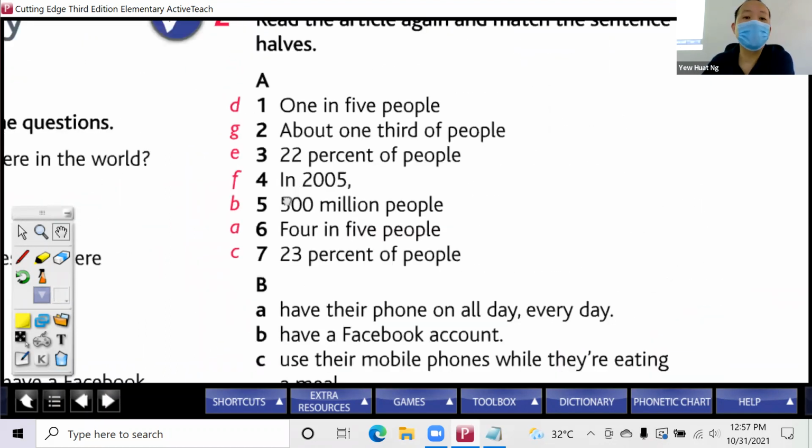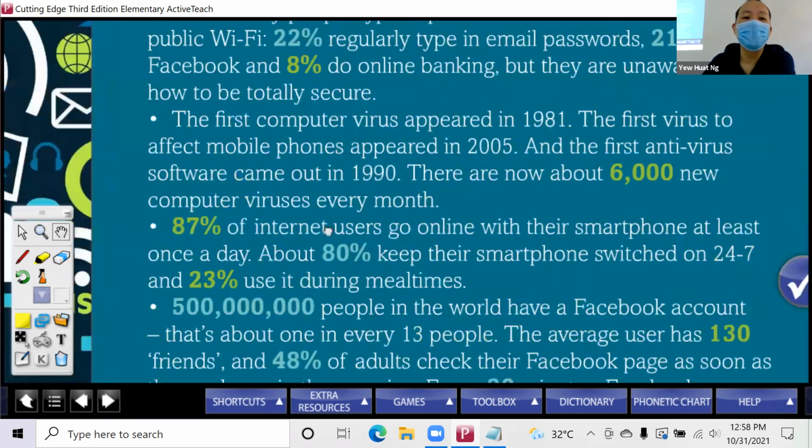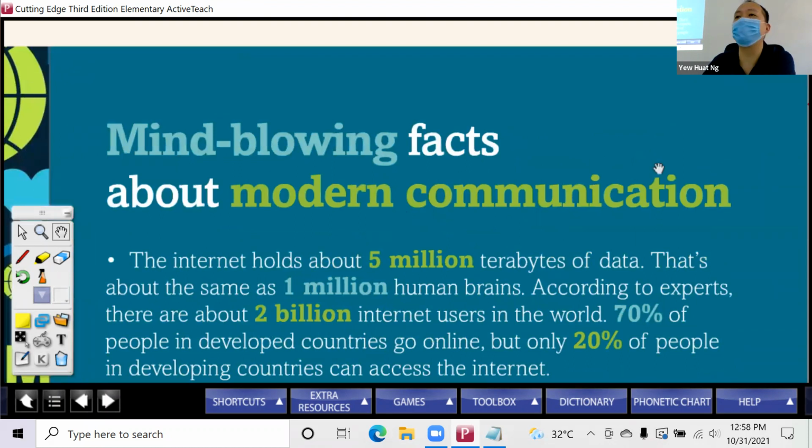Okay, let's do a bit of reading. Let's start with this: mind-blowing facts about modern communication. What is the meaning of mind-blowing? Incredible. I think your WeChat has a mind-blowing icon. Let me see if I have it. I know WhatsApp has it, but I don't know if WeChat has it. Have you seen it before?